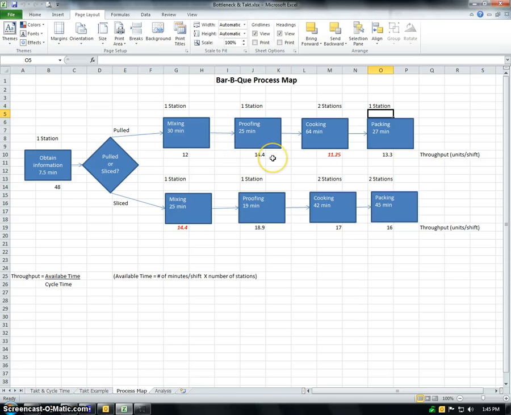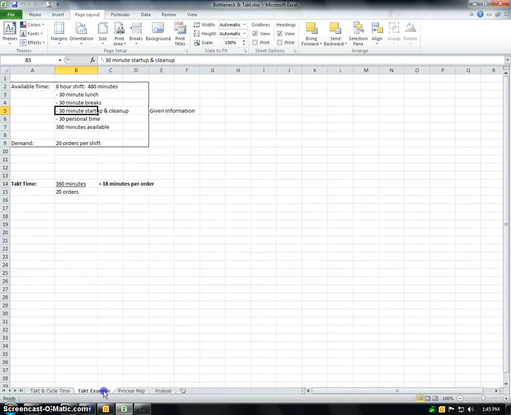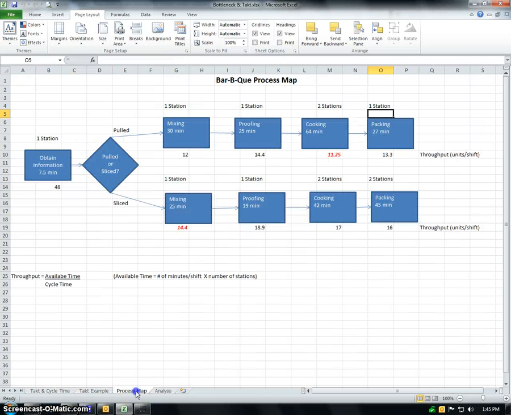We need to think about, well, how much can be produced with this process. So we need to go to this throughput calculation, the available time divided by our cycle time. Available time, like we talked about a minute ago, we're going to use 360 minutes available during every shift.